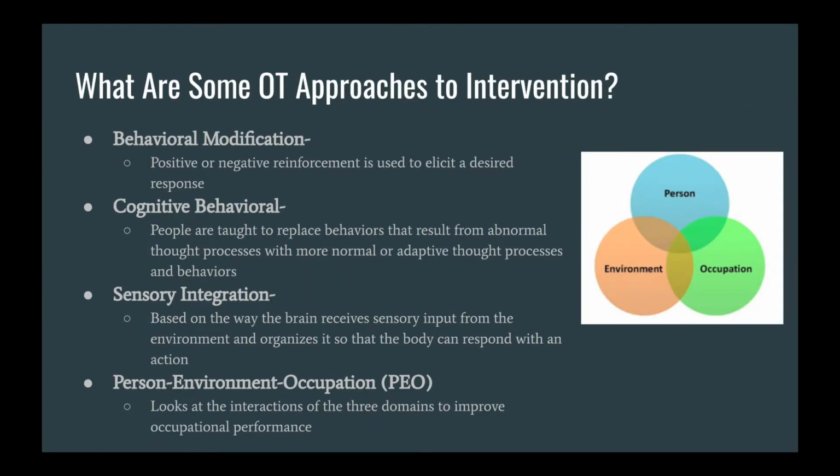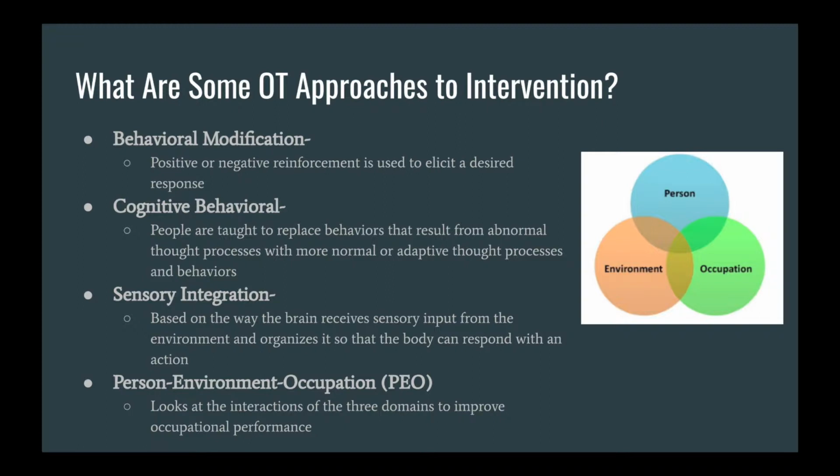So next I'm going to talk about some of the approaches to interventions that occupational therapists use. The first one is behavioral modification. Wow, that sounds familiar. Positive or negative reinforcement is used to elicit a desired response. An example of that would be in a public school setting, an occupational therapist asks a student to write 3 sentences after which he may choose an activity that he would like to do.